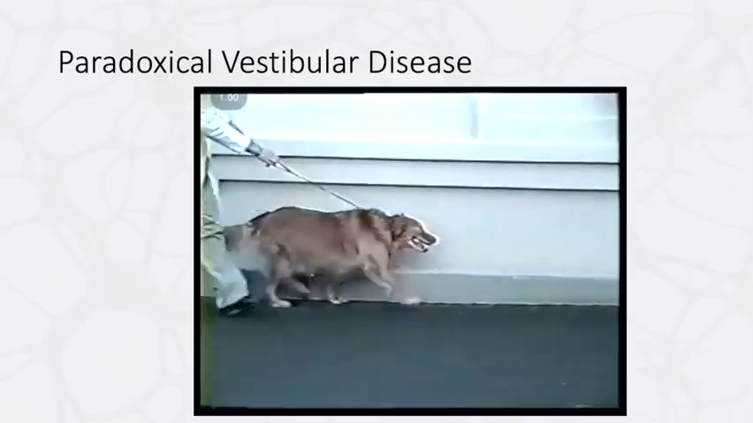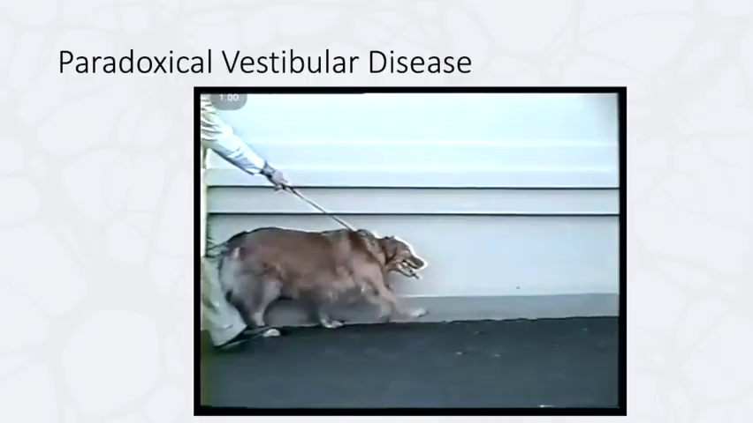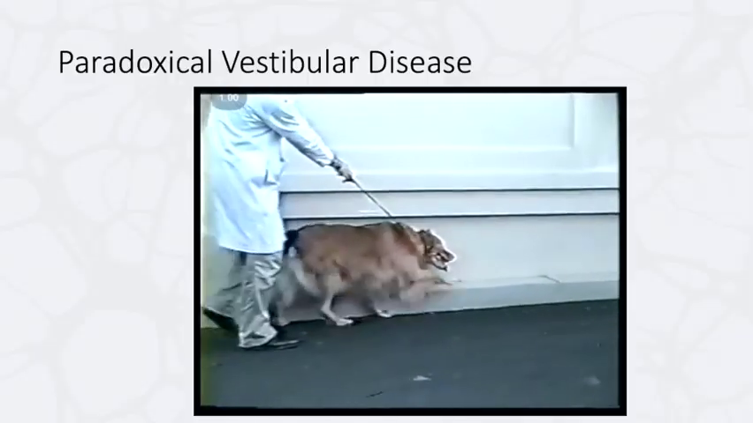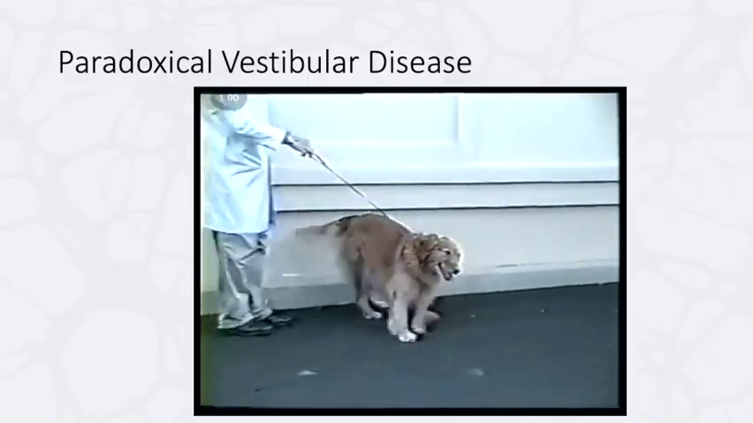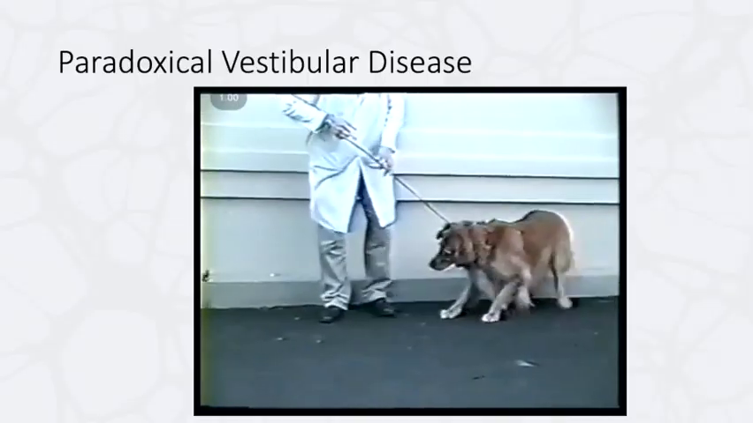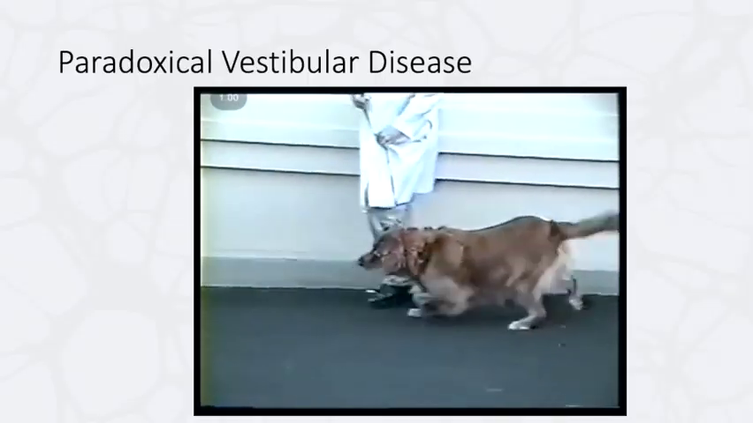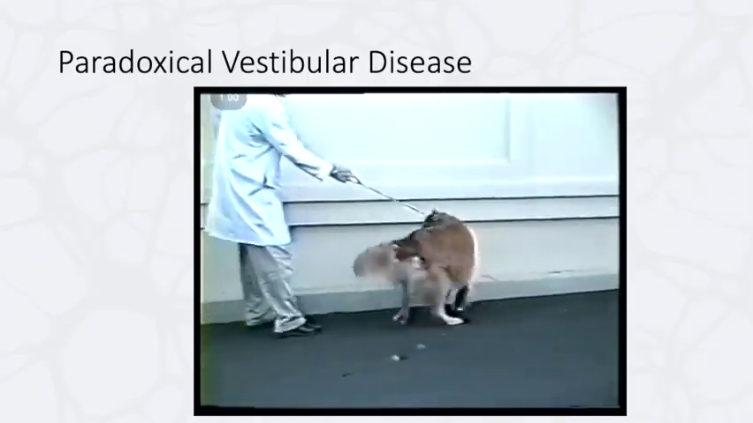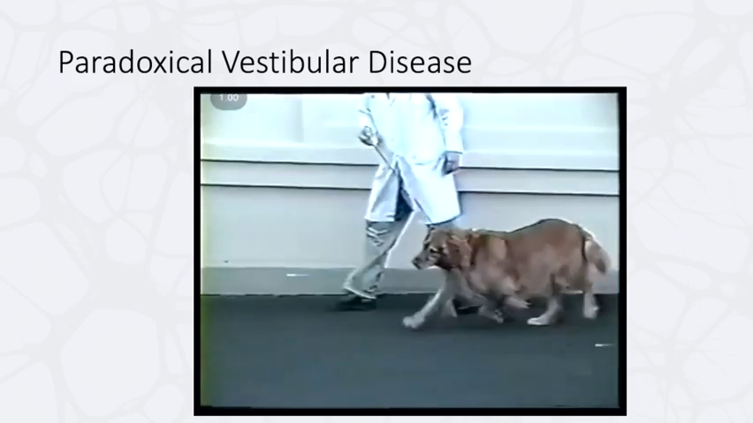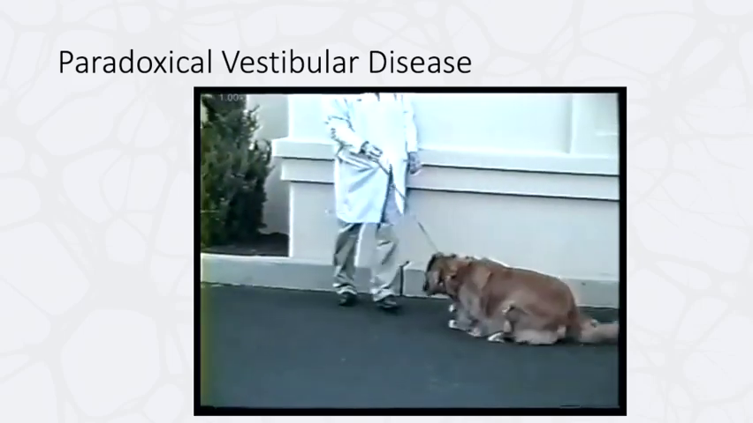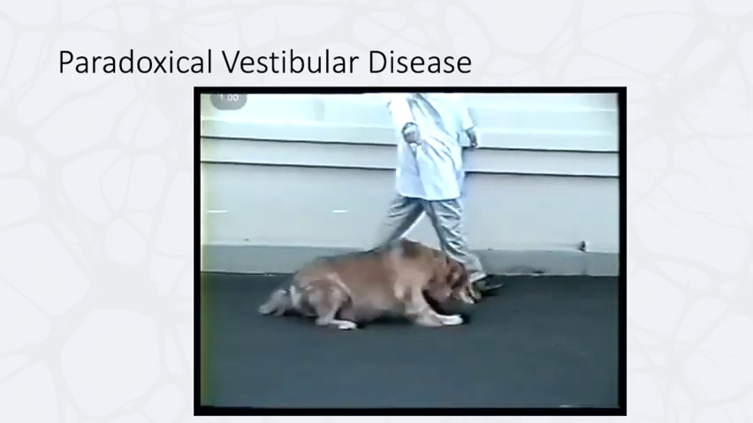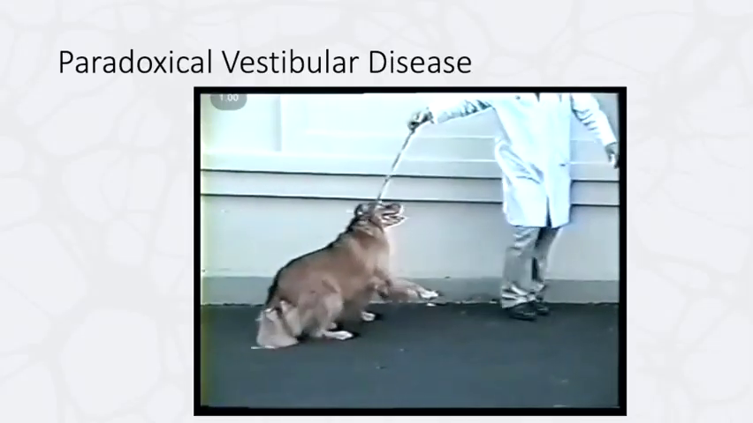So just to go through what we're seeing, the patient is leaning left, has a head tilt to the left, has hypermetria on the right side. So those should all be clues that this is going to be a paradoxical right-sided cerebellar lesion. Paradoxical vestibular with a right-sided cerebellar localization.